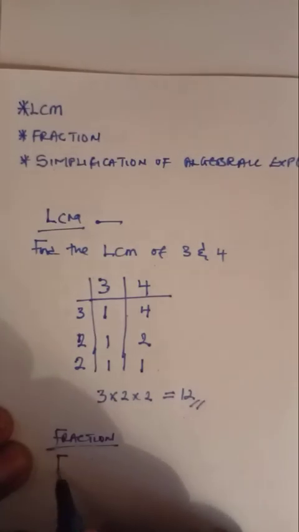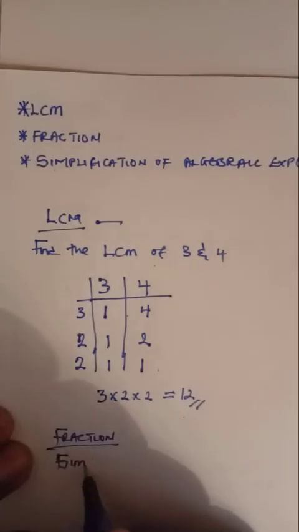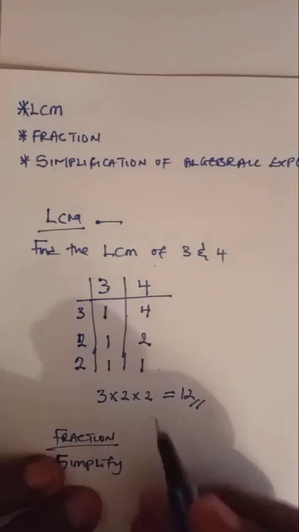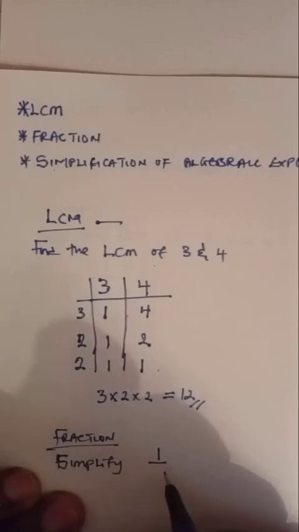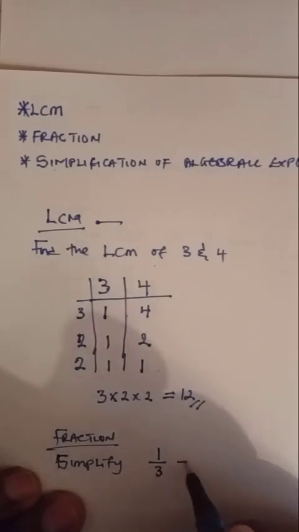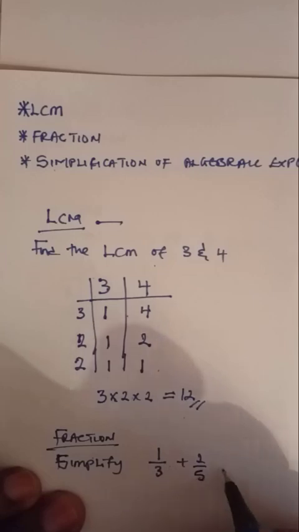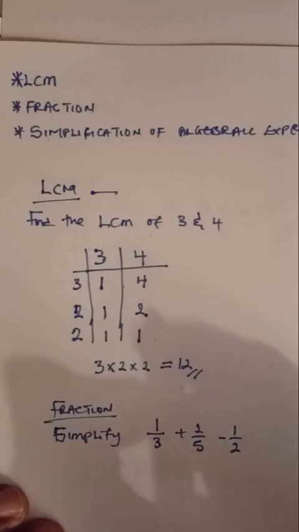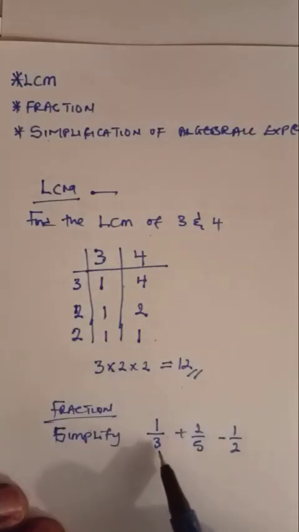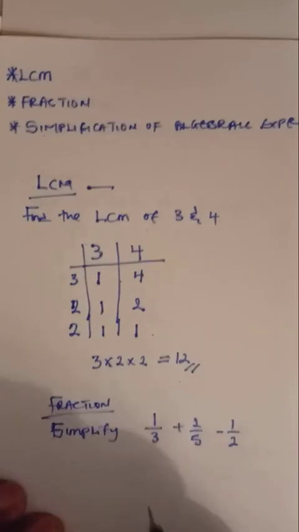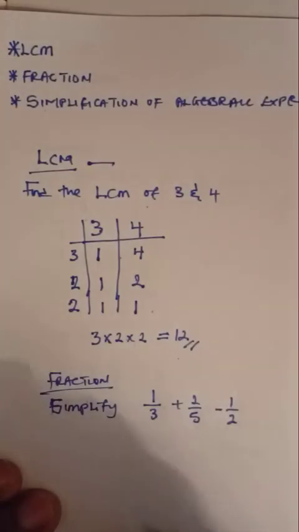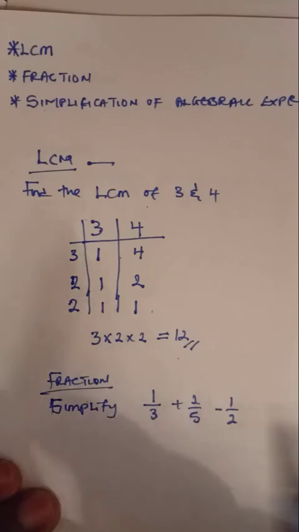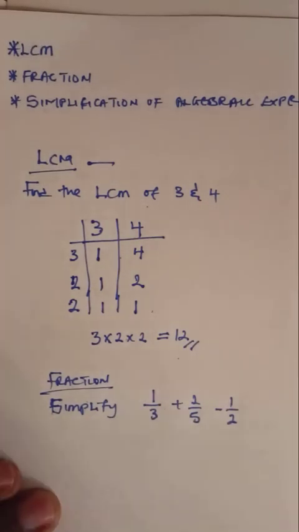If we are asked to find or simplify this fraction, which says 1 all over 3 plus 2 all over 5 minus 1 all over 2. Now remember, we have to find the LCM of 3, 5 and 2. What is again LCM? The least number which 3, 5 and 2 can divide without a remainder.